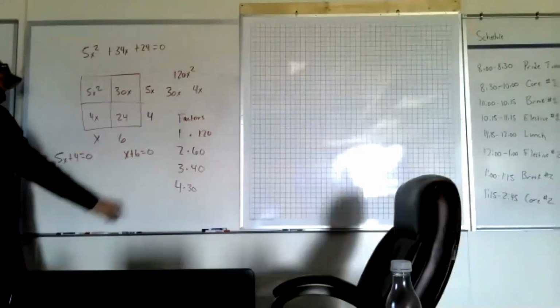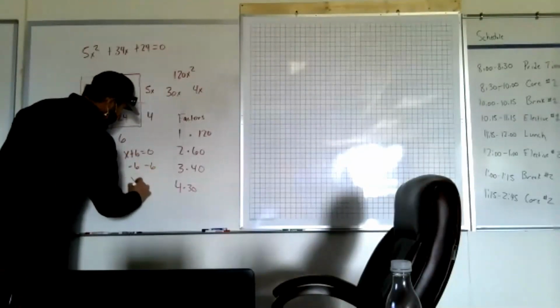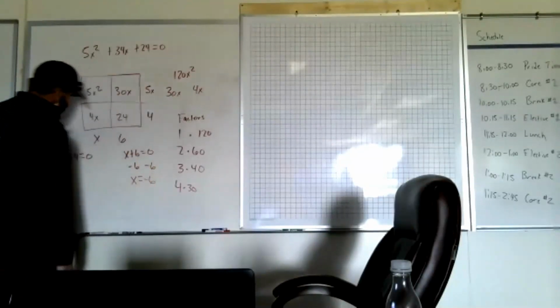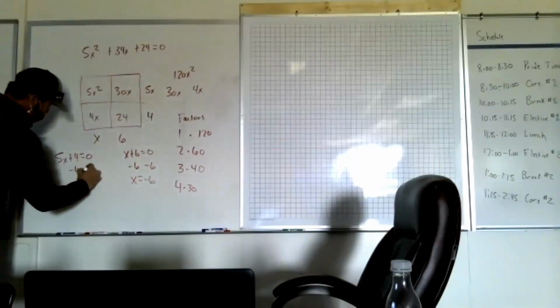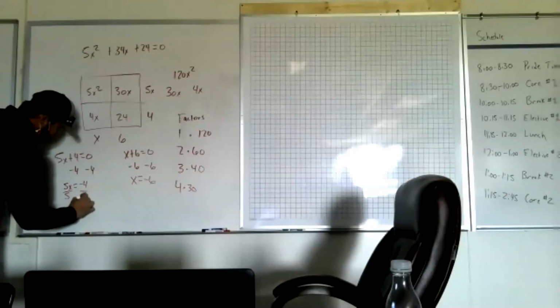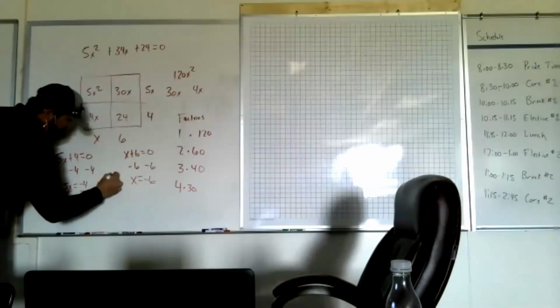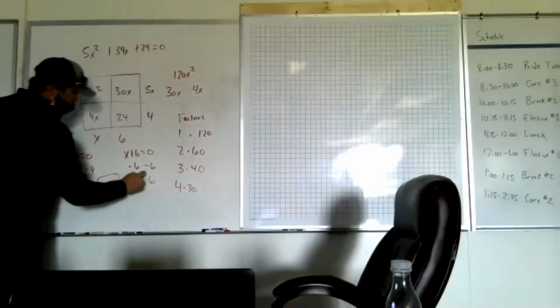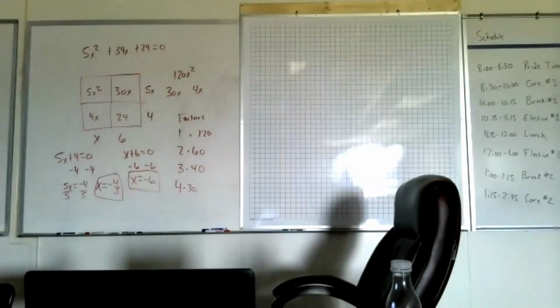One of them is real nice and easy. X plus 6 set equal to 0. Minus 6 on both sides to show that x is equal to a negative 6. Okay, 5x plus 4 set equal to 0. Minus 4 on both sides to give me 5x is equal to a negative 4. Divide by 5 on both sides gives me that x is equal to a negative 4/5. Okay, those are the roots of my equation. Okay, that's where my graph crosses the x-axis.